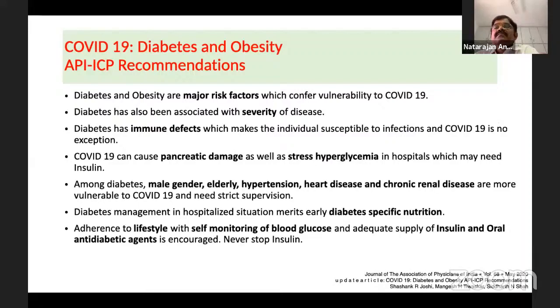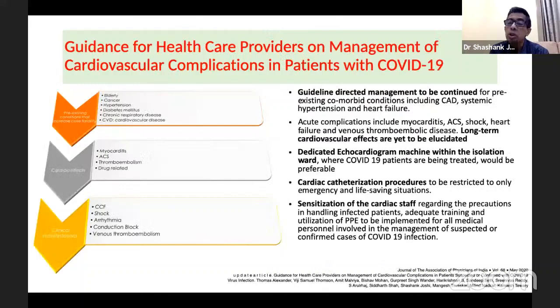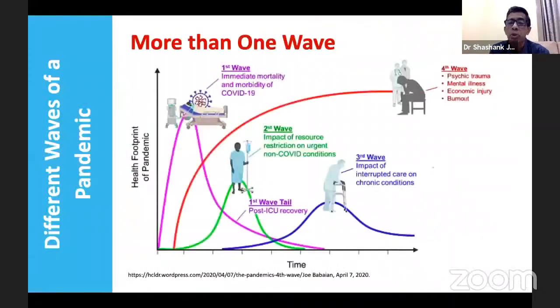In India, we have come out with our own Association of Physicians and ICP recommendations for diabetes and obesity. We feel they are risk factors. They are associated with severe disease. They have immune defects. They can cause pancreatic damage as well as stress hyperglycemia. And if you have diabetes, male gender, elderly age, hypertension, or chronic renal disease, they need strict supervision. Early diabetes-specific nutrition is the order of the day. Monitor glucose and anti-diabetic agents appropriately, and also take care of cardiovascular health. Don't ignore cardiovascular health.